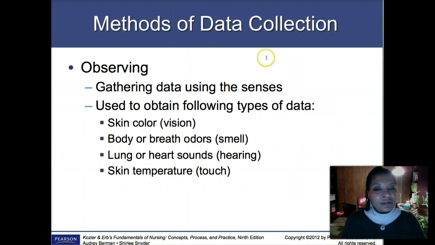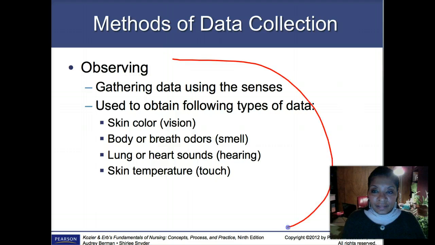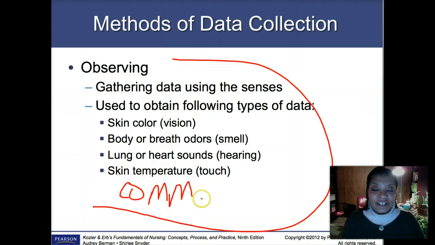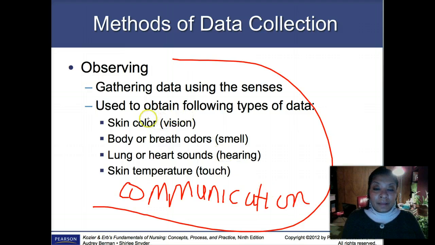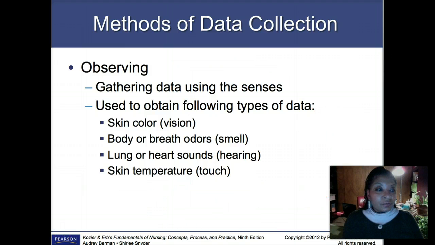Methods of data collection. Again, this is a review. It integrates the concept of communication. When we're looking at these, this is all part of communication. Part of communication is our observation skills. So you can gather data by looking, by observing, smelling, touching. You use your 5 senses to help gather information about your patient.